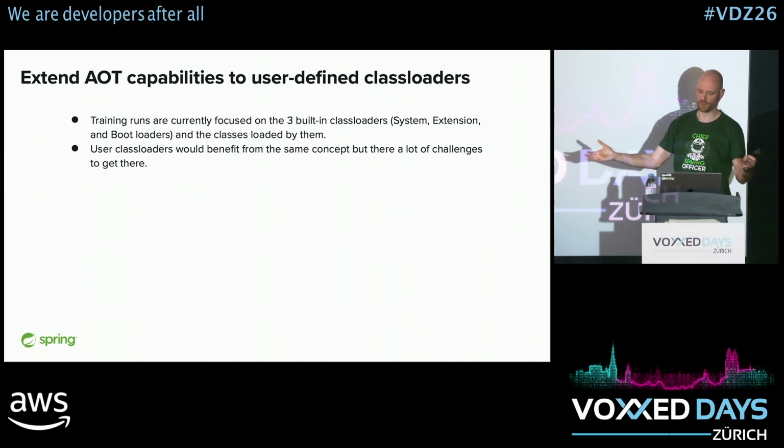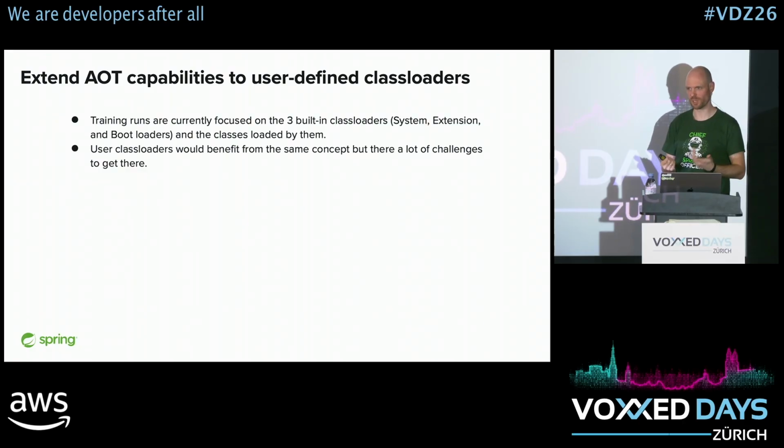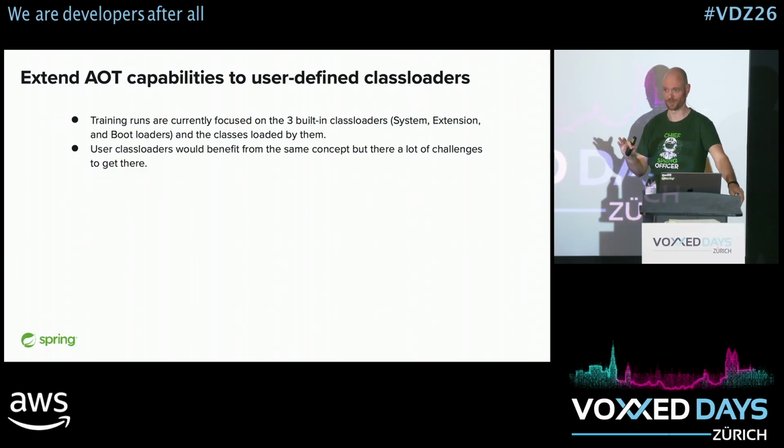User class loaders would benefit from the same concept, but there are a lot of challenges to get there. And if the OpenJDK team says there are a lot of challenges, I totally trust them that there really are. So we'll see if this will be delivered in the future, but it would be absolutely awesome, because then you can ignore the extract part, essentially.